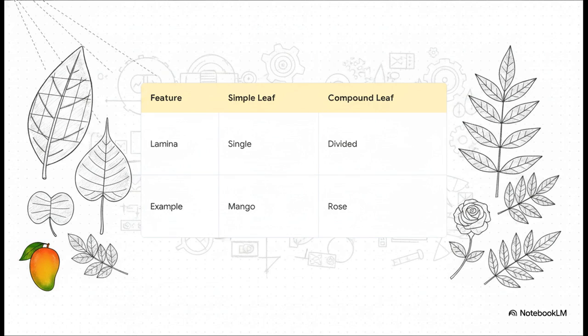It's just one solid, continuous surface. But then you have the compound leaf. In this design, the lamina is divided into many smaller leaflets, and those divisions reach all the way down to the midrib, which in this case is called a rachis. You'll see this highly fragmented, complex solar panel design in plants like roses or neem trees.